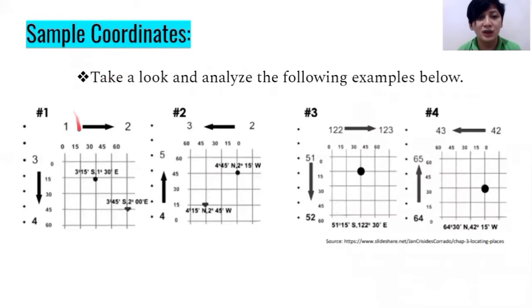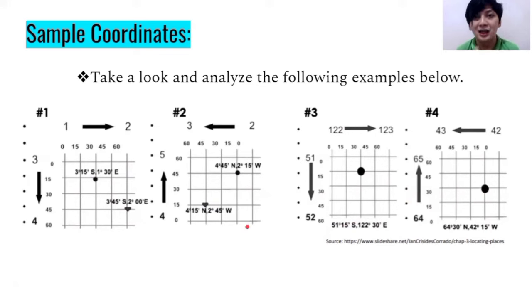And then here are sample coordinates. So as you can see, we have sample number 1, sample number 2, sample number 3, and number 4. So we have 3 degrees and 15 minutes south, and then 1 degree and 30 minutes east. So this is how you plot it. Okay, then we have 3 degrees and 45 minutes south, and 2 degrees and 00 minutes east, that lies over here. So you're going to plot it here. Same as with this one and the other examples. Okay, so that's how you plot it.